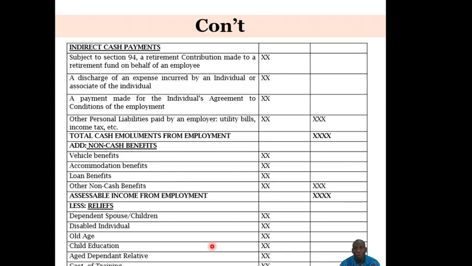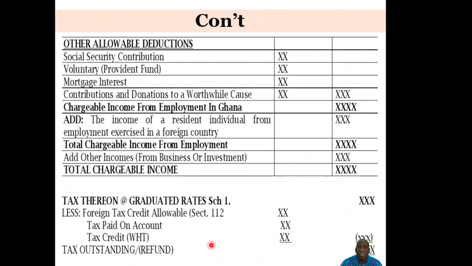Remember, the law allows you as an employee to deduct contributions towards welfare costs as an allowable expense, and then mortgage interest. Don't forget those two also, which are allowable deductions. Okay. If there are any foreign payments, you take them and add them to get a total chargeable income, and then you add the other income like investment income, as I told you, to get a total chargeable income, and then you use a graduated rate to tax it.